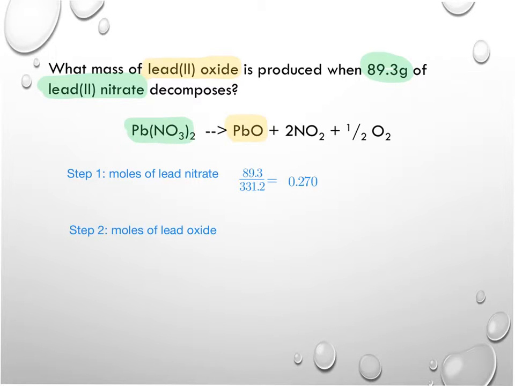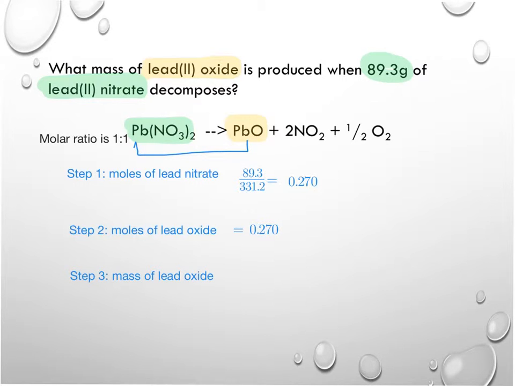Step 2. We now use the molar ratio in the equation to find the moles of lead oxide. We can see that the moles of Pb(NO3)2 is equal to the moles of PbO in the equation. That means the moles of lead oxide that are produced in the reaction is also 0.270.